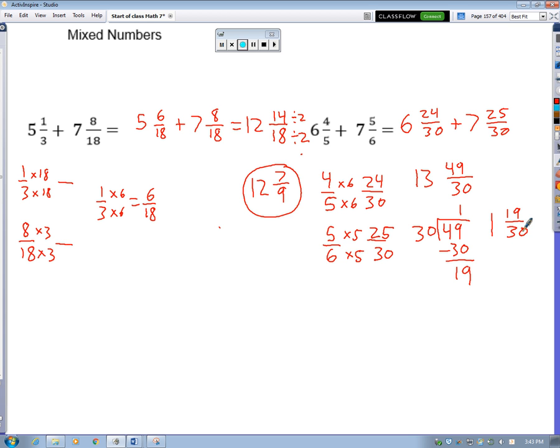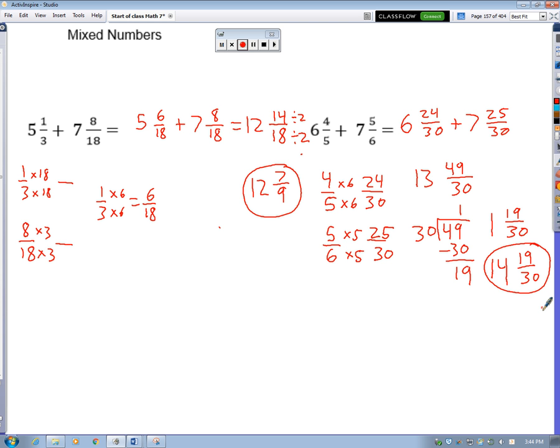Okay, so look what happened. This fraction here, this improper fraction, changed to 1 and 19 over 30. Okay, and we still have this 13 over here. So we're just going to add the 1 and the 13 together. So we're going to have 14 and 19 over 30. Alright, wow, look at how many steps we had to go through just to get that answer simplified all the way down.